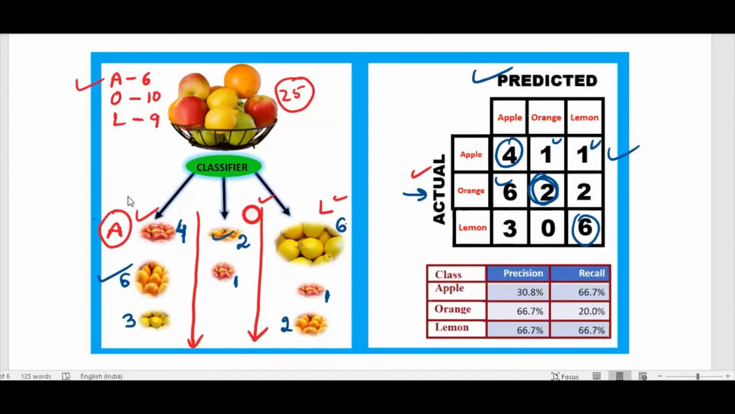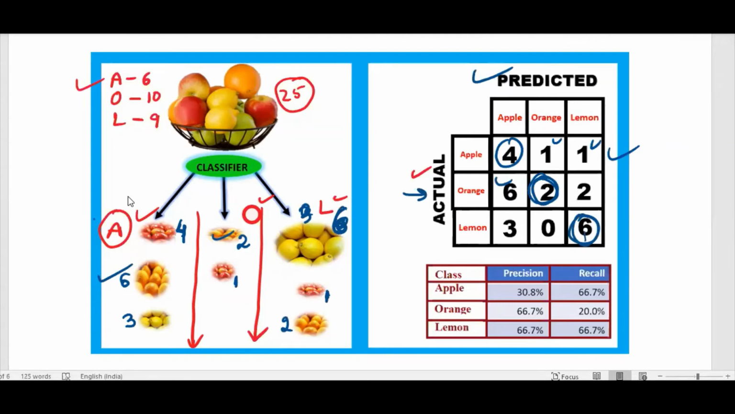Okay, now lemons, 3 lemons are here. Why I wrote 6 here? 3 are here. Actual lemons are here. Then 0 went to this side. 6 went to lemon side. Okay. I have to see this way. Correct. 6 are lemons. Okay, this way we have to see, right?